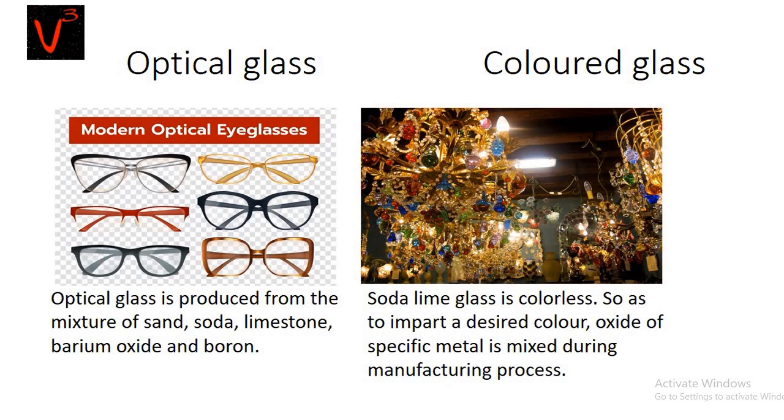Sixth one is colored glass. Soda lime glass is colorless. So as to impart a desired color, oxide of a specific metal is mixed during the manufacturing process. For example, ferrous oxide is mixed to get bluish green glass and copper oxide to get red glass.